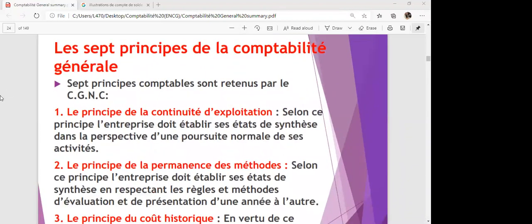So the second one is le principe de permanence de méthode. This one states that you are supposed to use the same methods to evaluate the same transactions from year to year. Let's say today we sell some goods. The way I would record those goods in my accounting documents should be the same way I would record them if the same thing were to happen the following year. So I hope that's clear for the first two.